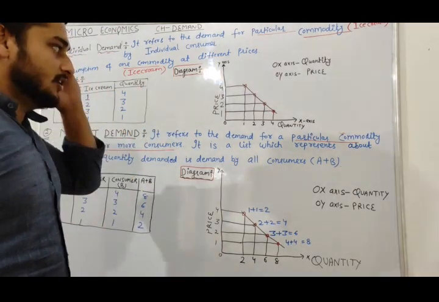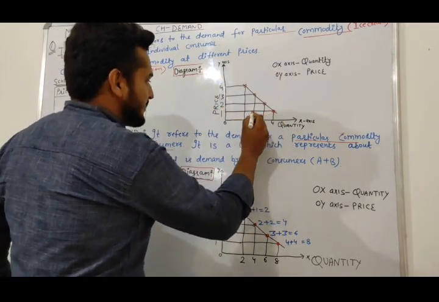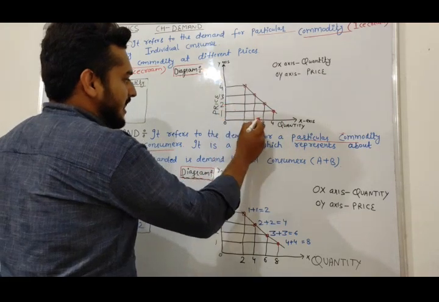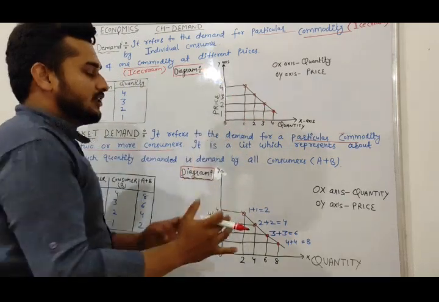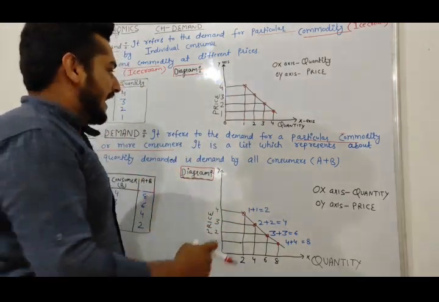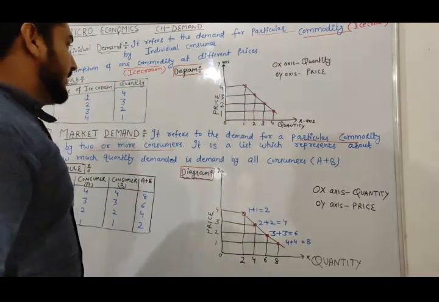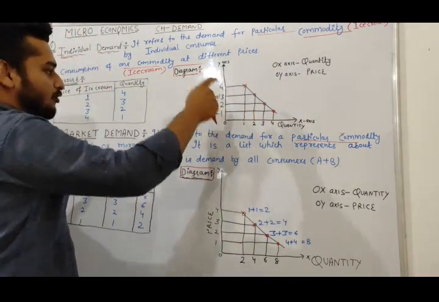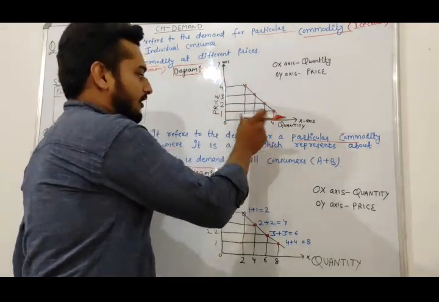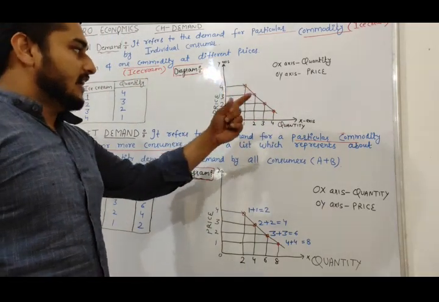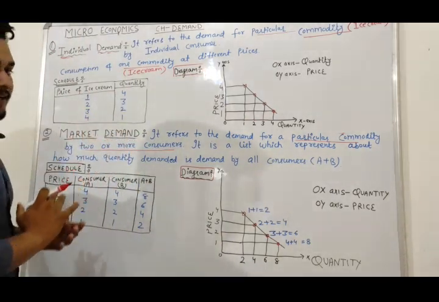So now we will understand from the diagram. When the price of ice cream is 1 rupee, I have purchased 4 ice creams. When the price is increased, I decrease the quantity of ice cream. Again, when the price is increased from 2 rupees to 3 rupees, I have decreased the quantity of ice cream. And at last, when the price increased from 3 rupees to 4 rupees, I have purchased only 1 ice cream. On the x-axis we will take quantity and on the y-axis we will take price of ice cream. So it's an individual demand.